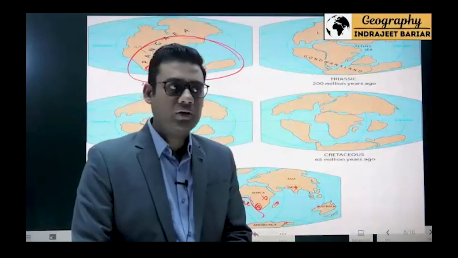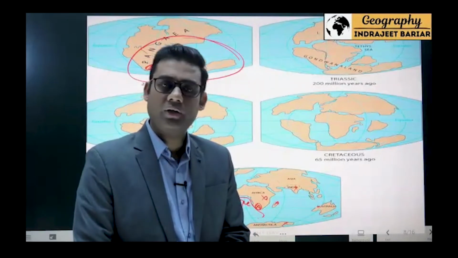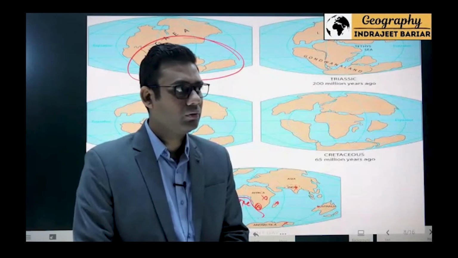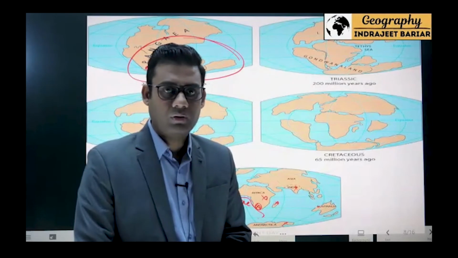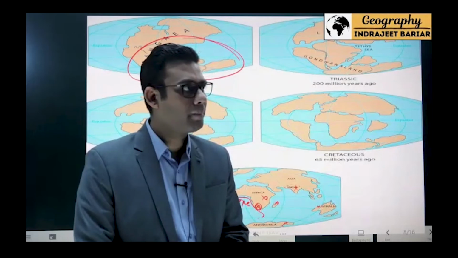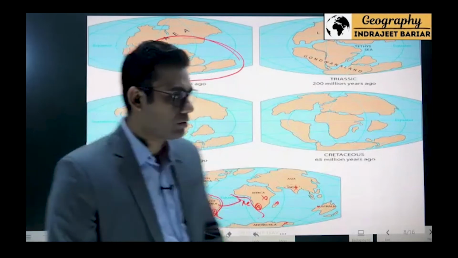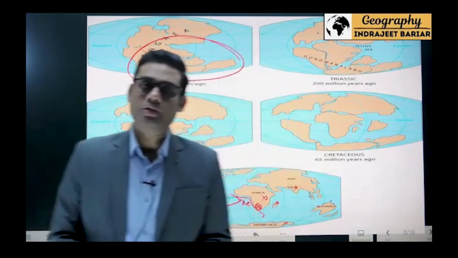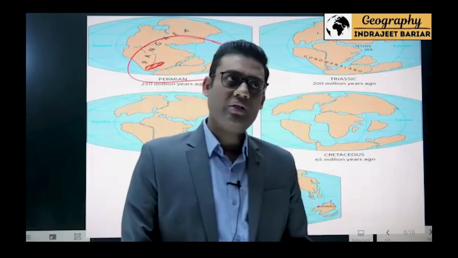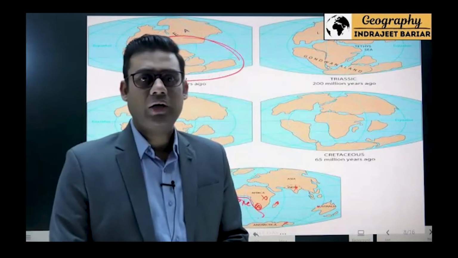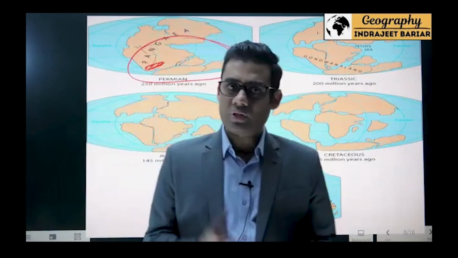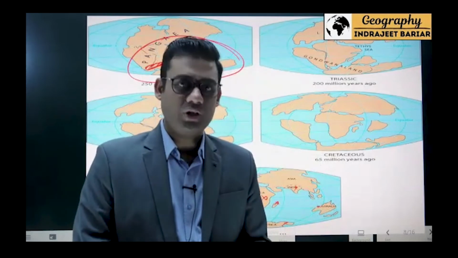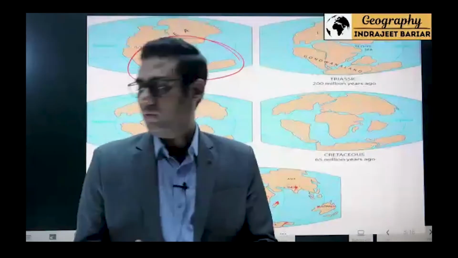So, different evidences related to continental drift theory. Everyone understood? And lastly comes the criticism of this particular theory. In the criticism of this theory, the basic idea I have to know is that the forces Wegener suggested were not found to be sufficient. This is a tidal force.